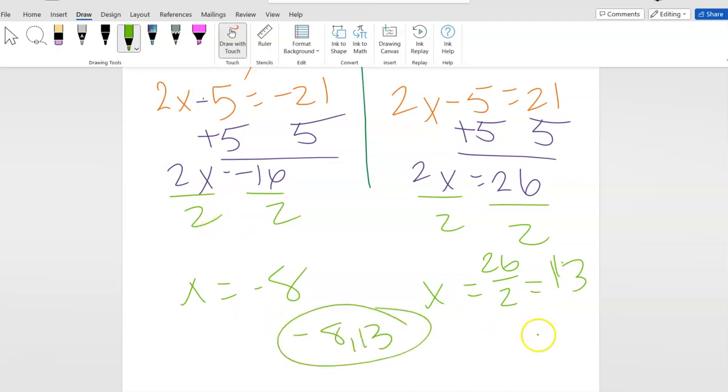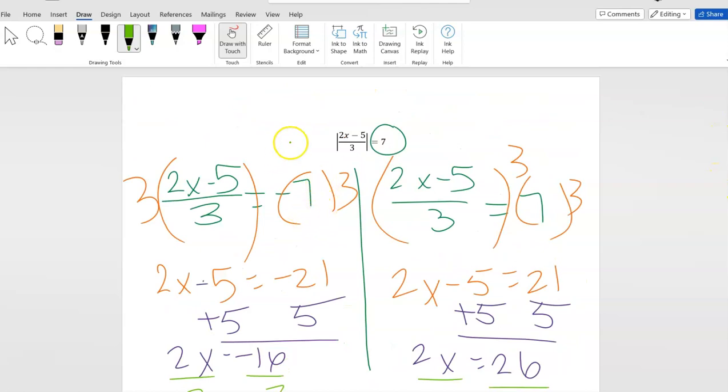Then we of course always go back and we should check these in our problem. So I'm going to come back up here. And if I put -8 into there, I would get -8 times 2, so then that's -16 minus 5, which is -21, divided by 3, I get -7, which then becomes 7.